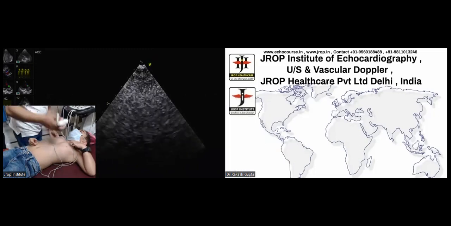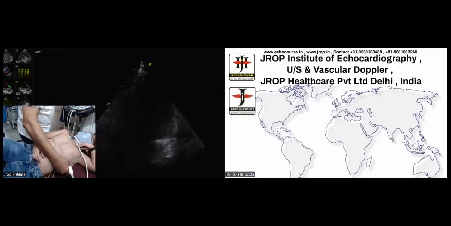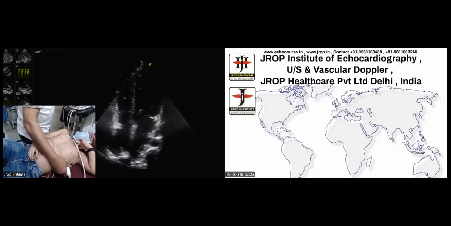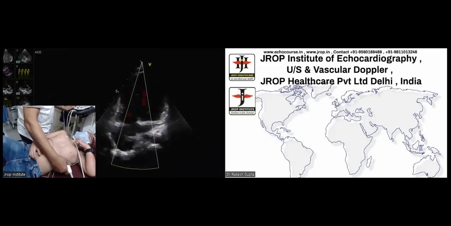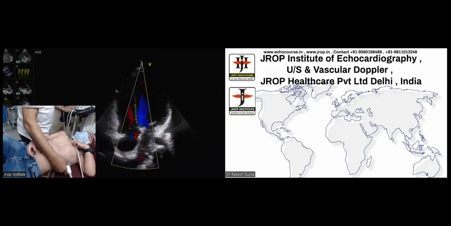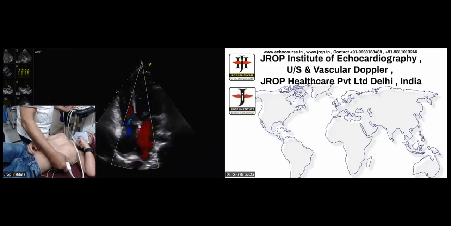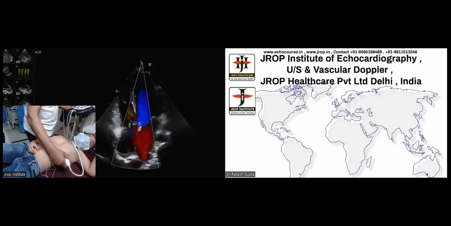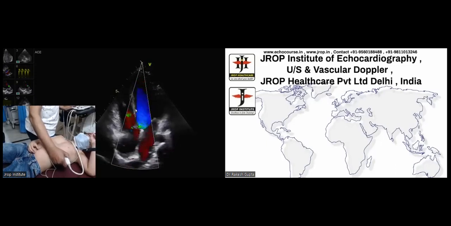Then we look at inlet and outlet VSDs. What do you mean by inlet and outlet VSDs? I'm in the 4-chamber view now. I put my color scanning over the interventricular septum. Look, I can't see any flow of color in this interventricular septum over here. So if there is a VSD present here, it is known as an inlet VSD.